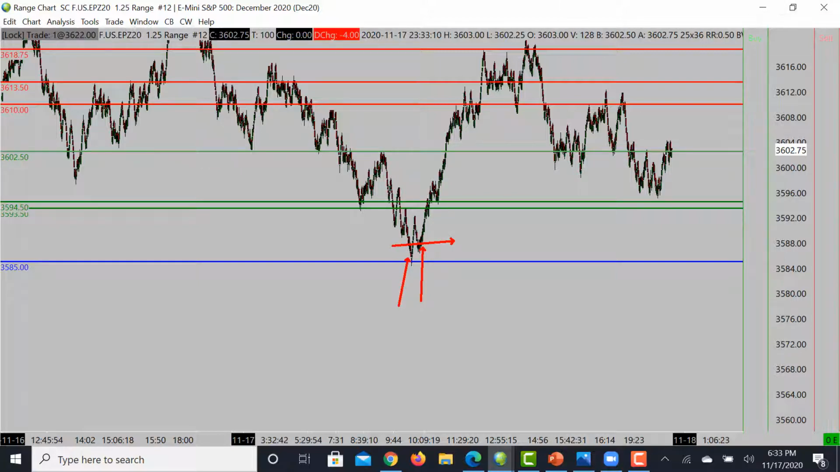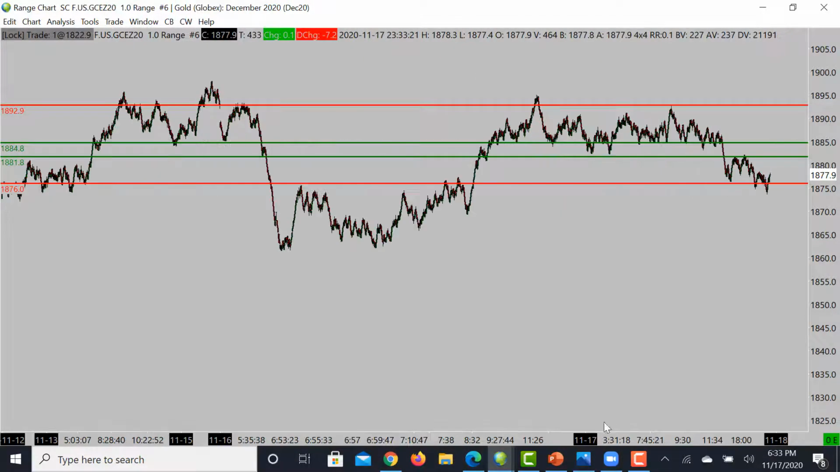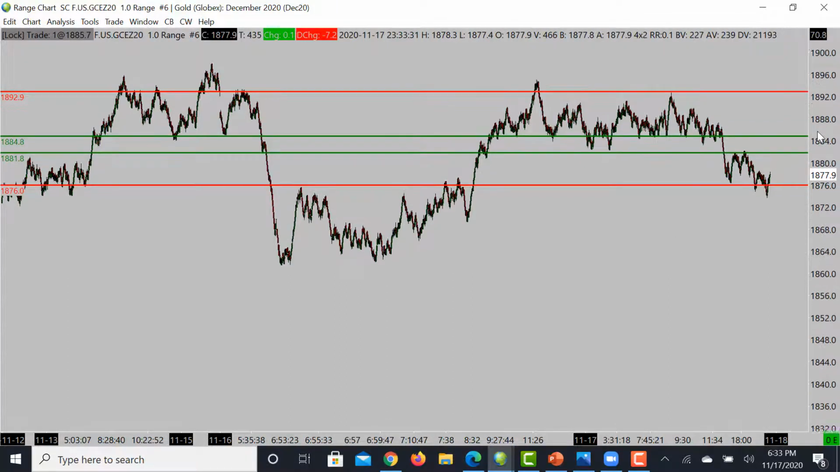Let's take a look at gold here. Some levels we're going to be doing. Didn't go too far from the levels we were analyzing yesterday. Did jump around those areas, but let's take a look again.